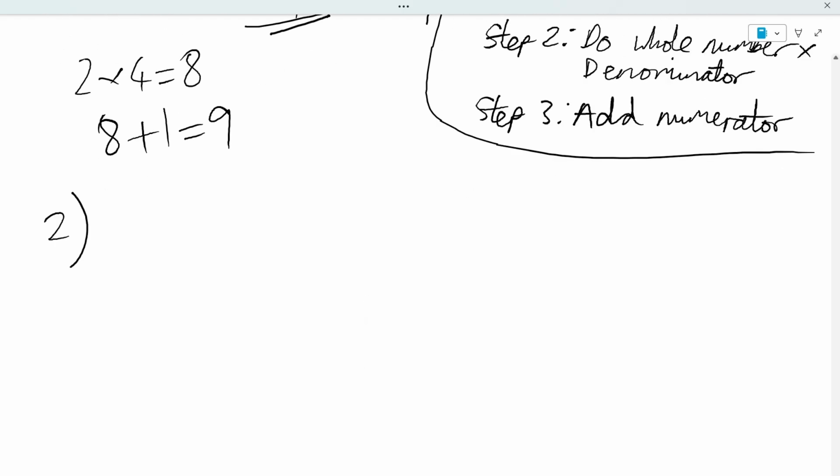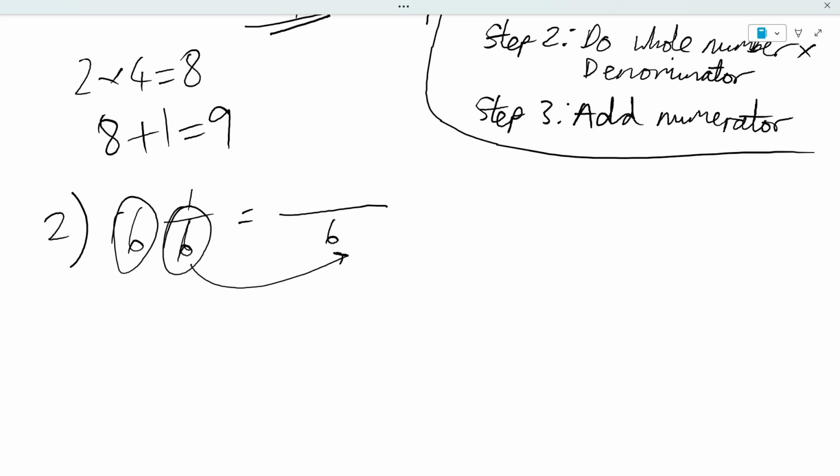Can do it again. If I had, say, something more complicated, 6 and 1 sixth. I'm going to replicate my denominator. I'm going to do my whole number 6 times my denominator 6, which is 36. And add my numerator of 1, which is 37 over 6.